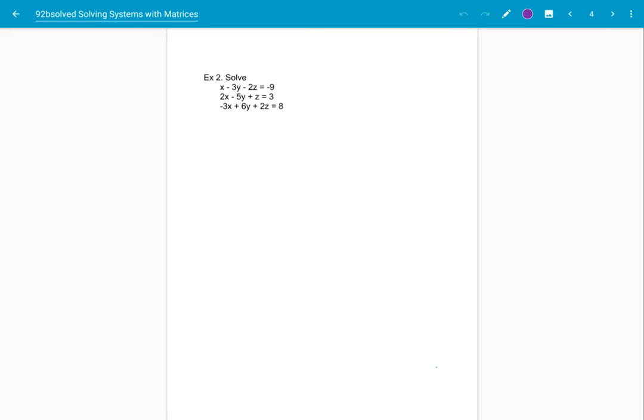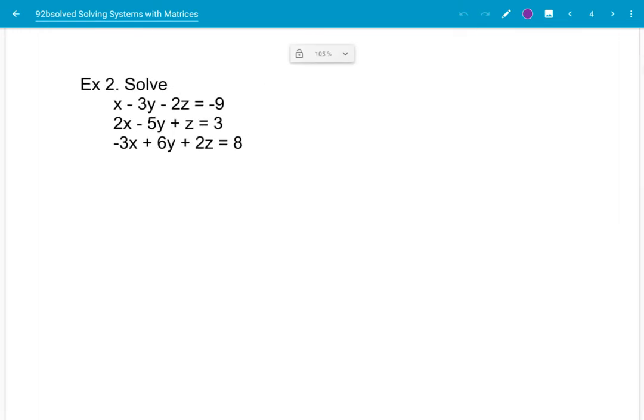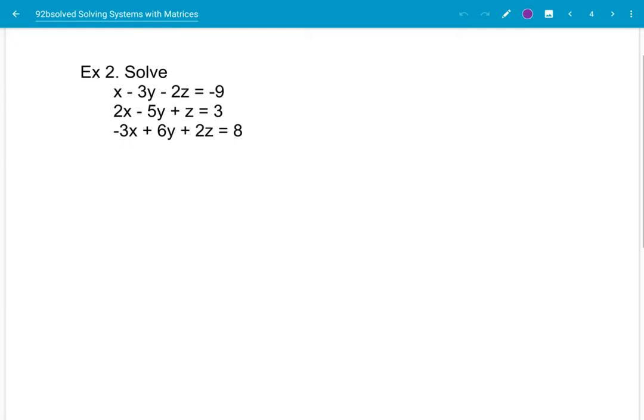All right, so copy this down. And go ahead and start working on your row reduced echelon form. You can roll the video. I'll begin by doing the augmented matrix, but pause and do as much as you can first and then start. Okay, now that you're ready, here's the augmented matrix. 1, -3, -2, -9, 2, -5, 1, 3, -3, 6, 2, and 8.